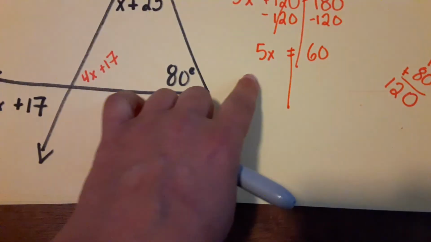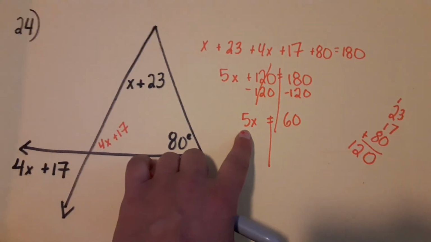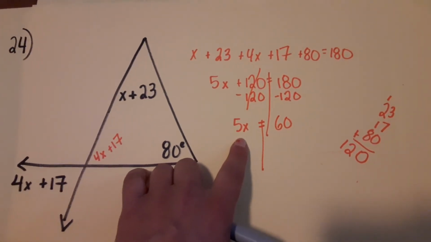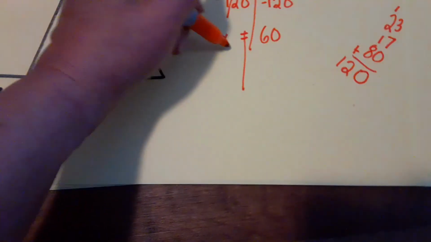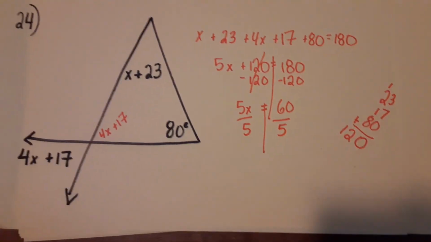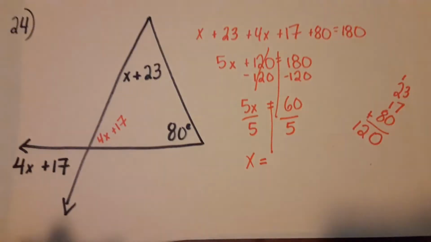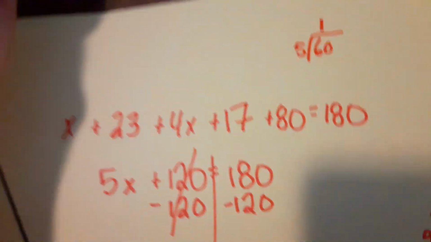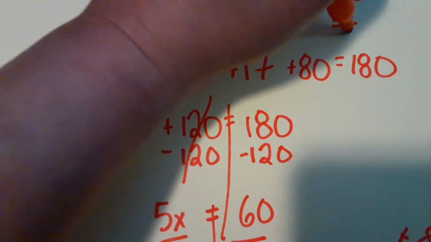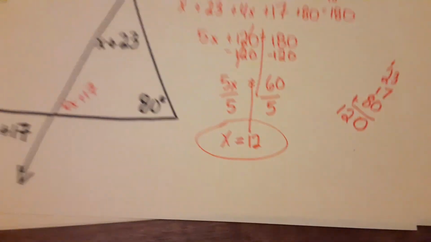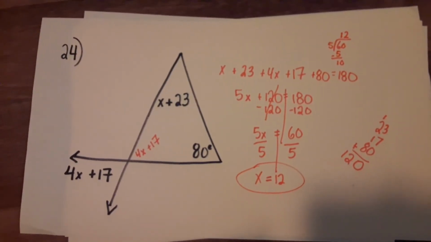Next, I want x, but it's being multiplied by 5. So what's the opposite of times 5? Divide by 5. But if I do it to one side of the equation, I must do it to the other side. So I get x is 60 divided by 5. Let me just do the math, and I get 12. 60 divided by 5 is 12. And I get x equal to 12.